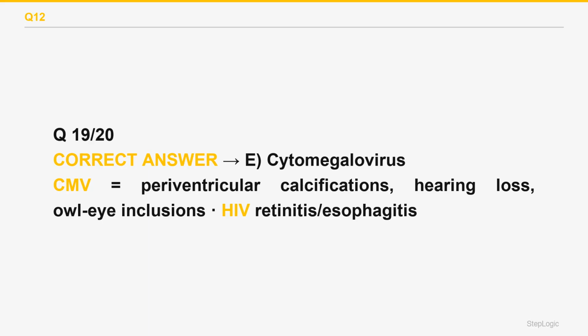A useful contrast for congenital intracranial calcifications: CMV causes periventricular calcifications, whereas congenital toxoplasmosis causes diffuse, scattered intracranial calcifications with chorioretinitis and hydrocephalus. The owl eye intranuclear inclusions are the signature histologic finding for CMV. Congenital periventricular calcifications plus owl eye inclusions plus immunocompromised retinitis points to cytomegalovirus. Treat with ganciclovir.